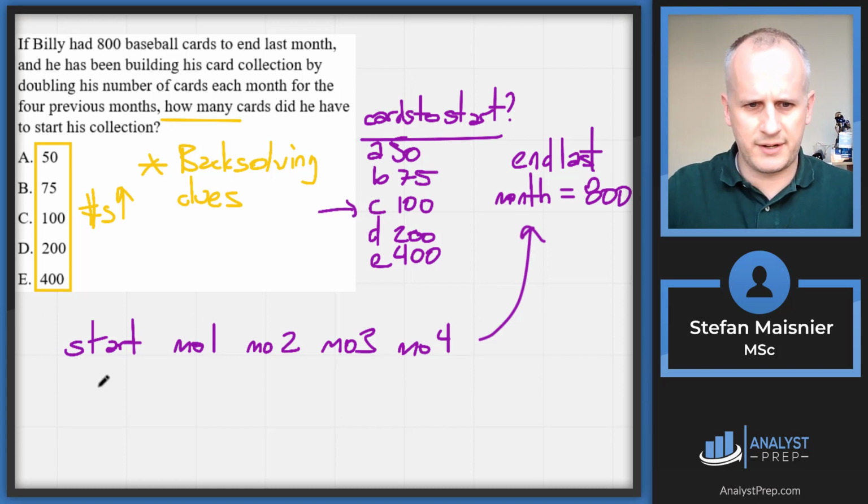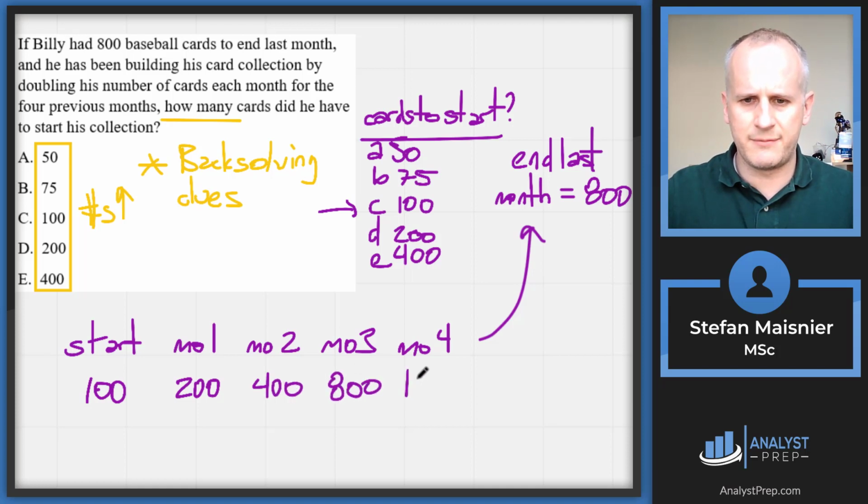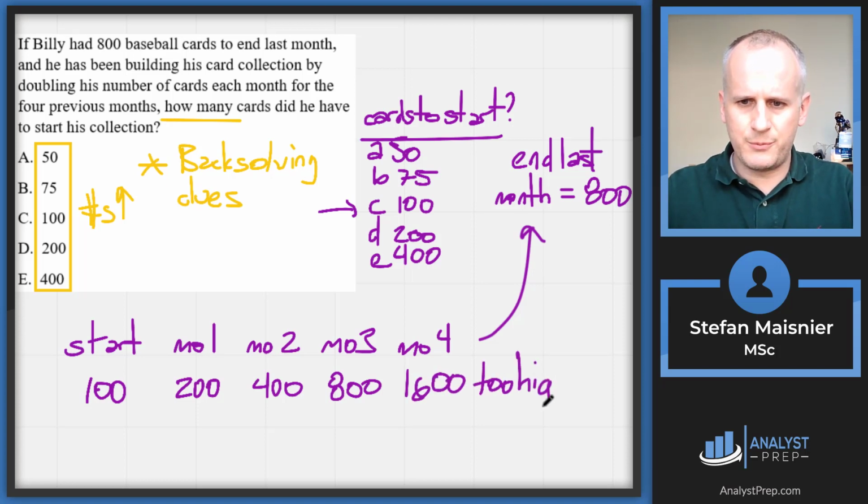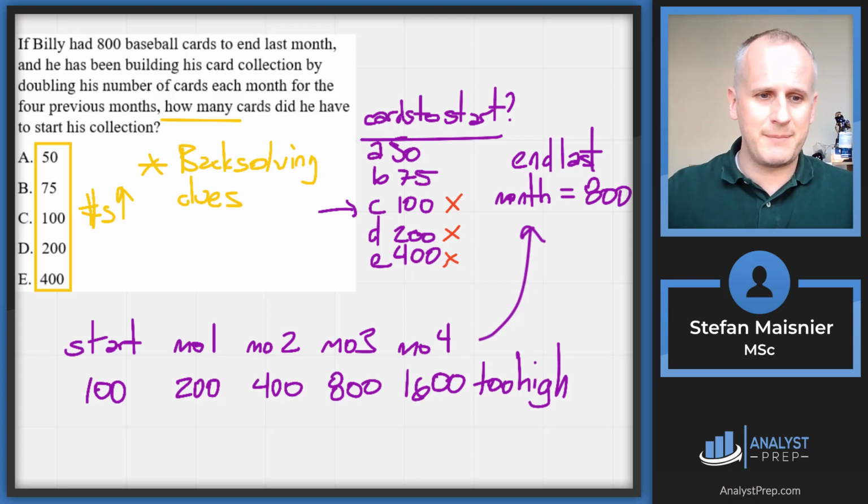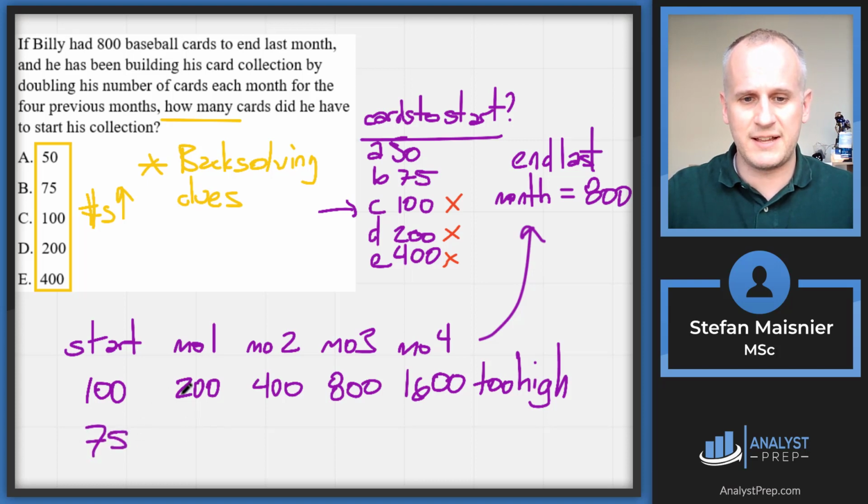So let's just try choice C. So if choice C is our answer and we start at 100, then at the end of month 1 he's going to have 200. Then at month 2 he's going to have 400. And then at month 3 he's going to be 800, and at the end of month 4 we've got 1600, and that's too high. So we can immediately eliminate not just choice C, but also choices D and E for being too large. So that means we've got to go lower. And so let's just try 75. So if it's 75, after month 1 it's 150, month 2 is 300, month 3 is 600, and month 4 is 1200, we're still too high.